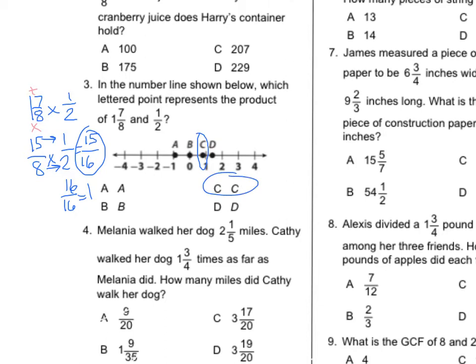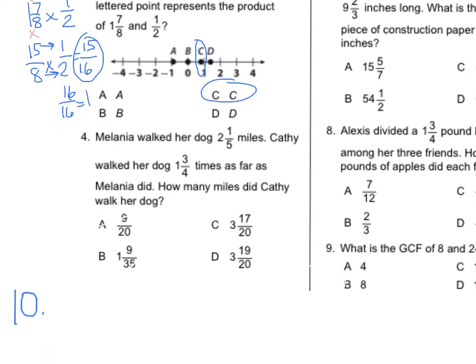Melania walked her dog 2 1/5 miles. Kathy walked her dog 1 3/4 times as far as Melania did. How many miles did Kathy walk her dog? This right here is a big clue. What are you going to do? You're going to take 1 3/4 times 2 1/5.